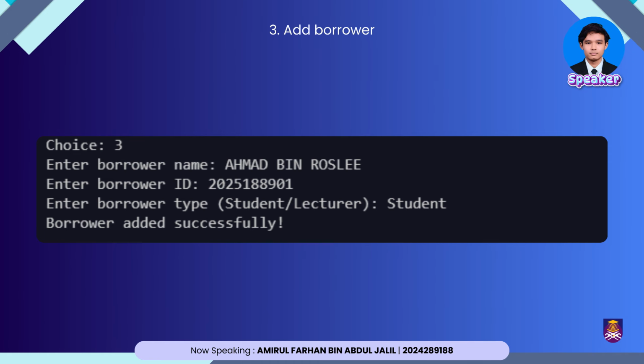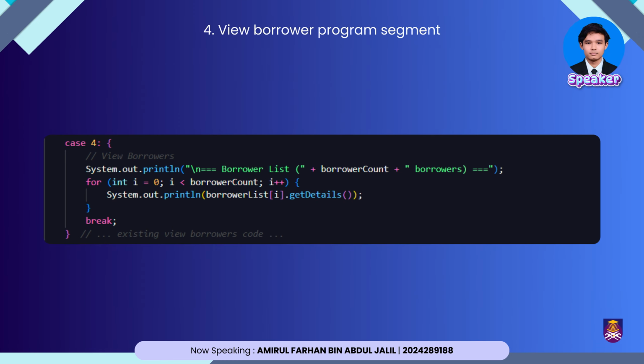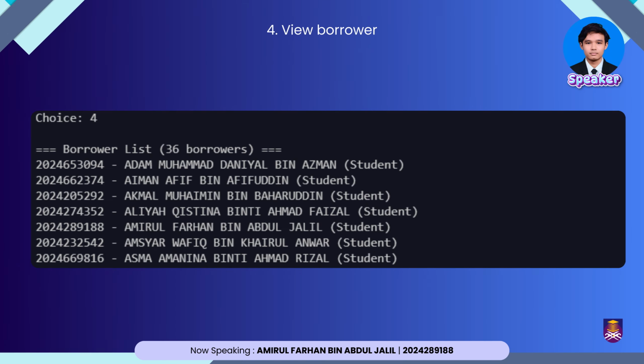the borrower is added successfully. For the view borrower progress segment, we look through all borrower records and print their details using the get details method from the borrower class. And the output is going to display the whole borrower list, which is 36 borrowers, including students and lecturers.